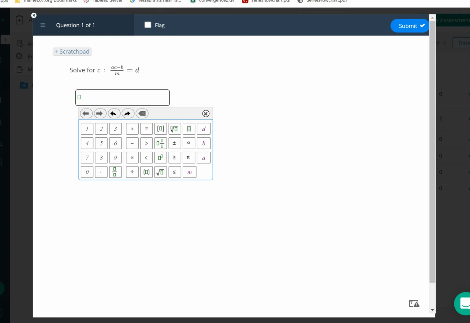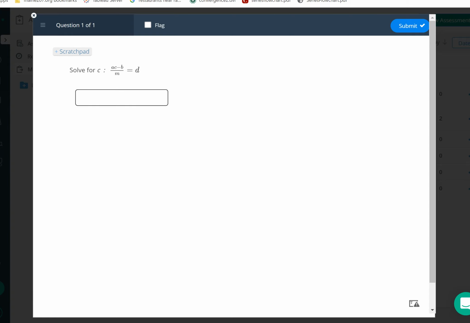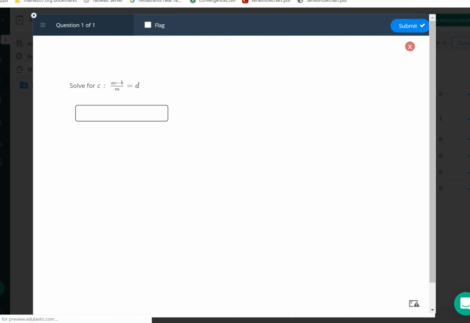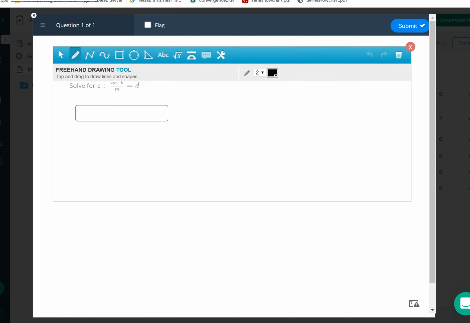What's really nice is you have a math editor. You can see that right below the answer box. But this is what's very, very helpful. You can go ahead and click Scratchpad. And guys, Scratchpad is going to allow you to show work. You can use your stylus, and that's what I'm going to do right now.